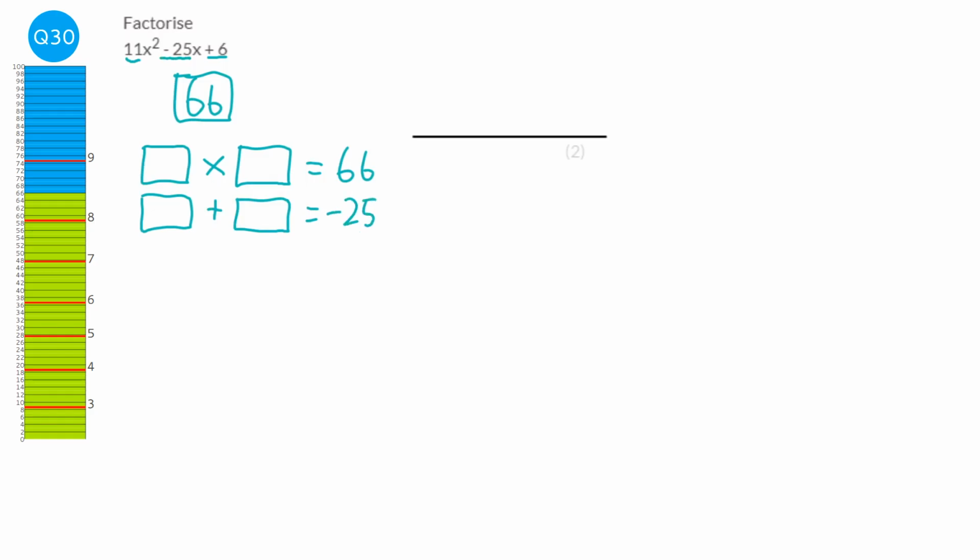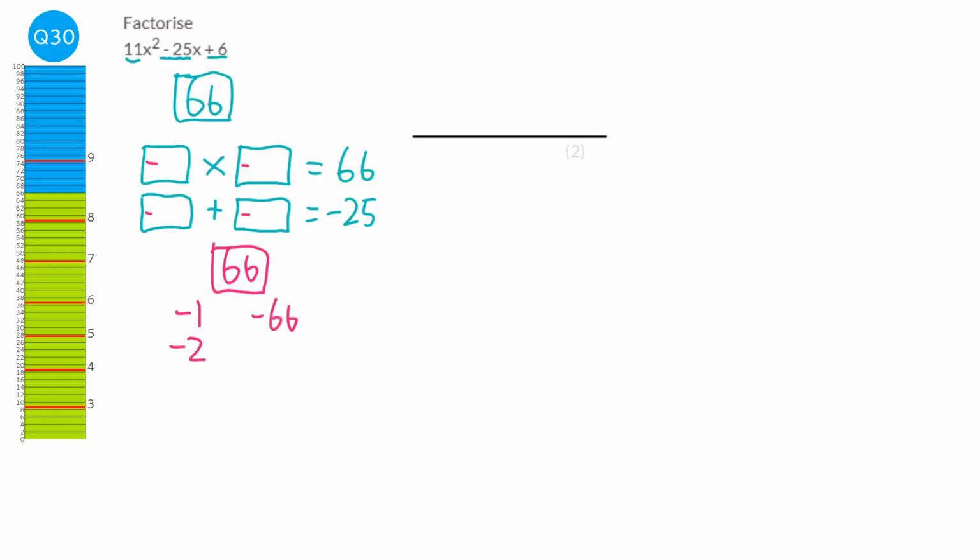Now, something we know about these numbers straight away is they must both be negative, because they sum together to make a negative, but when they're multiplied they make a positive. The only way that can happen is if they're both negative. And so I'm going to look at 66, and write all the factors of 66, but we know both of them must be negative.